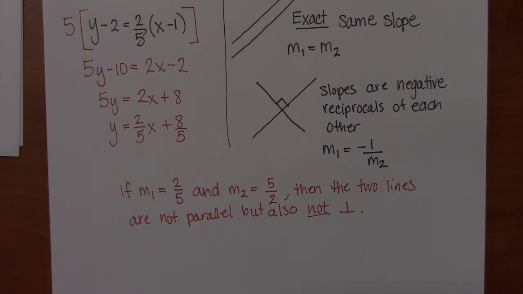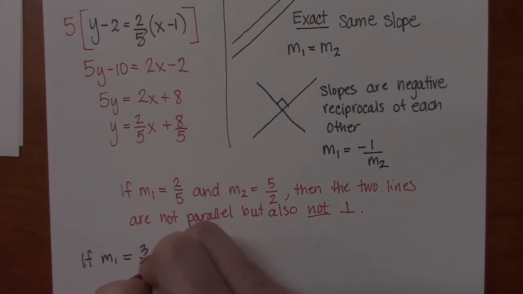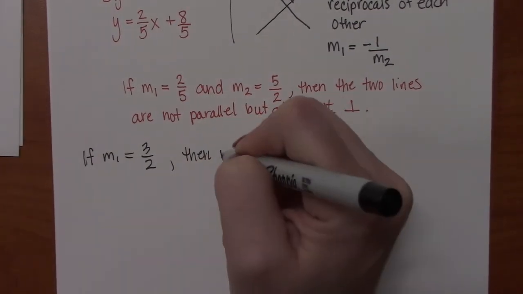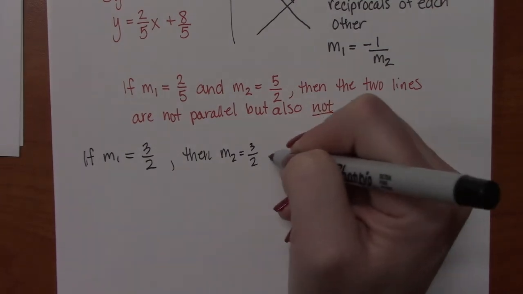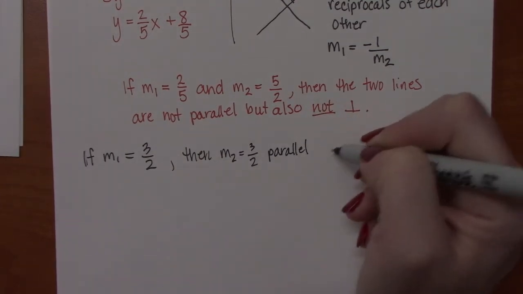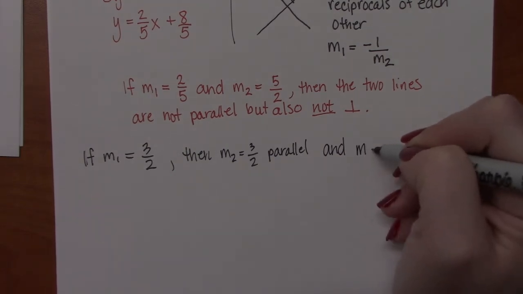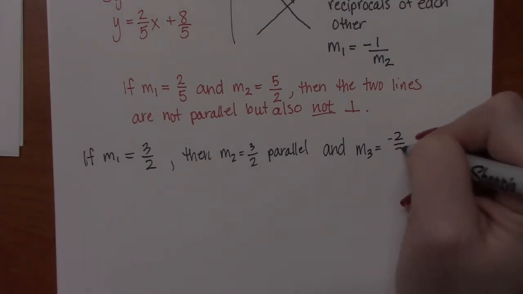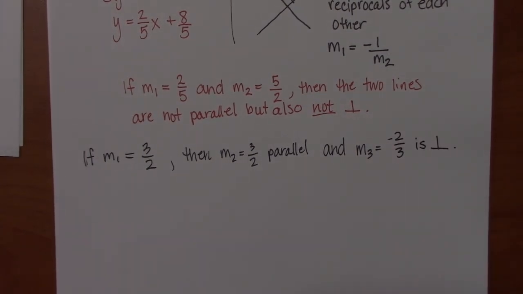So this is a really common thing to do, is give you a bunch of slopes and you'll see the same numbers repeated and everybody will be like, oh yeah, it's upside down, it's good to go. Nope, it's got to be the negative reciprocal. So if we go back and say if m1 equals 3/2, right, then m2 equaling 3/2 makes it parallel, right? And what's the perpendicular slope going to look like for this? -2/3, yep. Right, it's perpendicular.